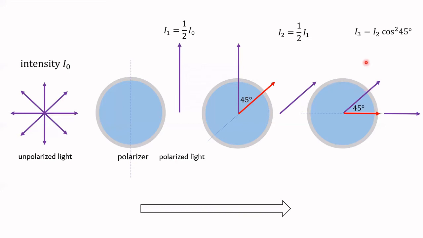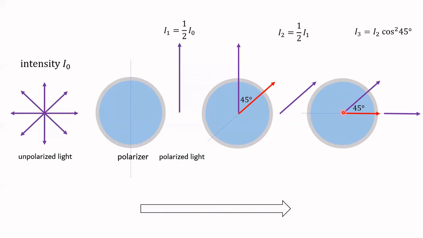Okay, well, I'm using Malus's law again in the final step here to say the intensity I3 coming out of the third filter is the previous intensity I2, that was the incident intensity, times the square of the cosine of the angle between the new axis of the polarizer and the incident field. And that angle is also 45. So it's just repeated application of Malus's law.